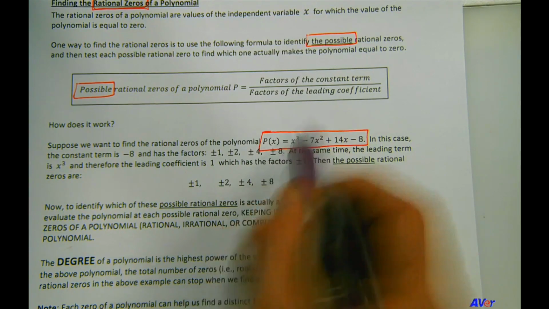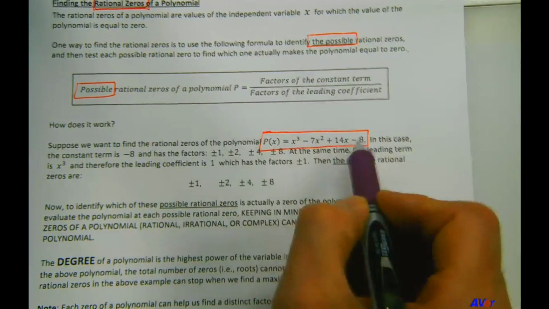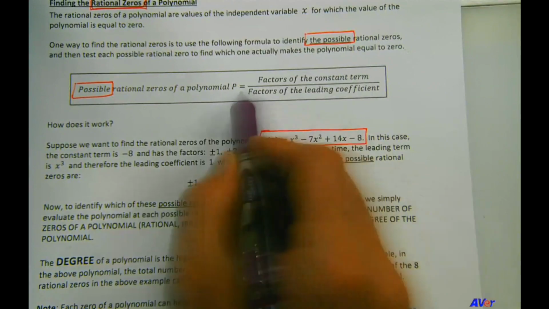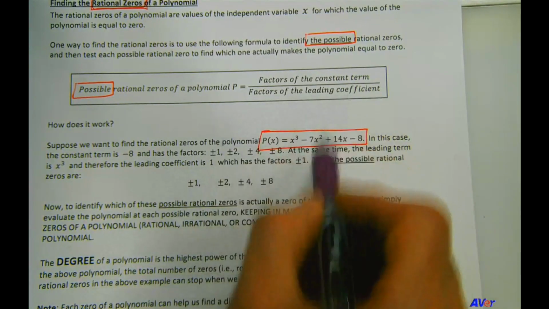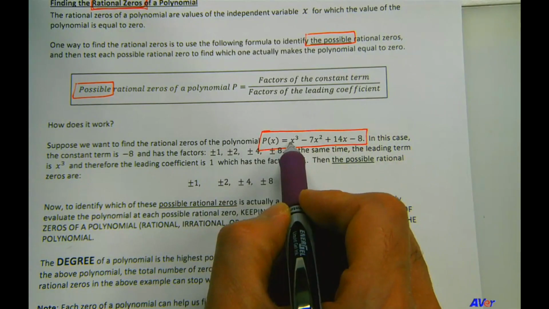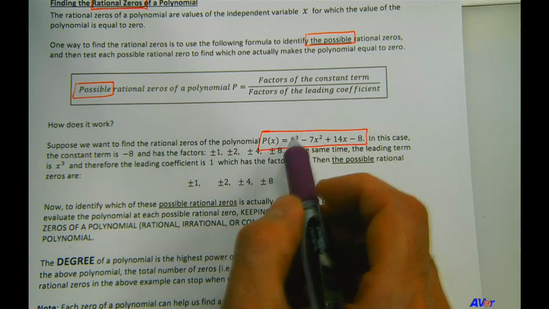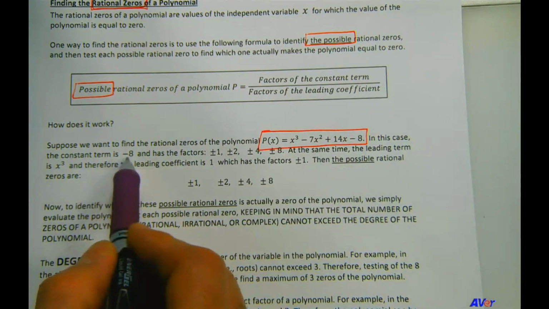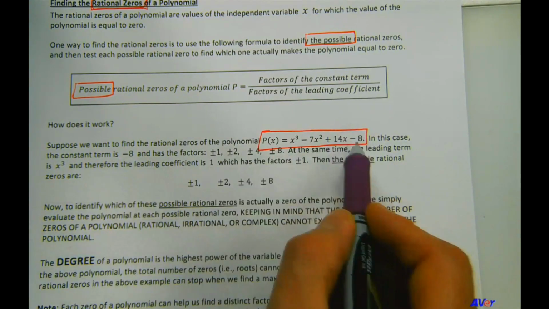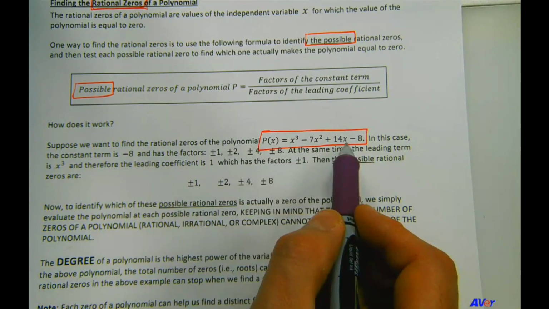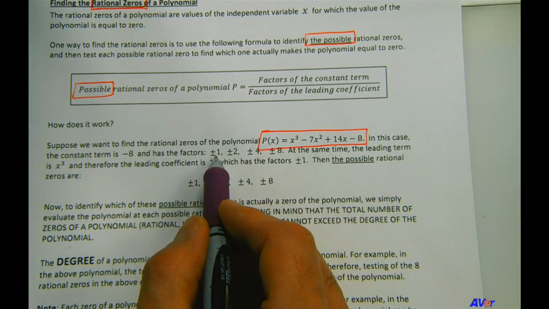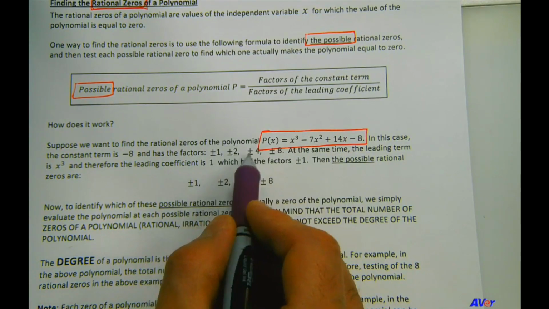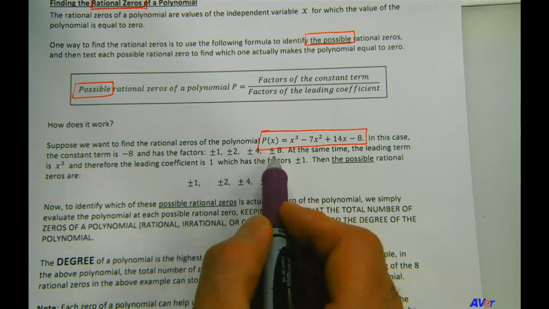So we find the factors of the constant term and divide by the factors of the leading coefficient. In this particular case, the constant term is -8, right? That -8 has factors plus or minus 1, plus or minus 2, plus or minus 4, and plus or minus 8.